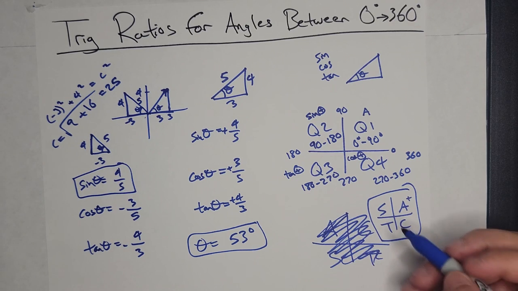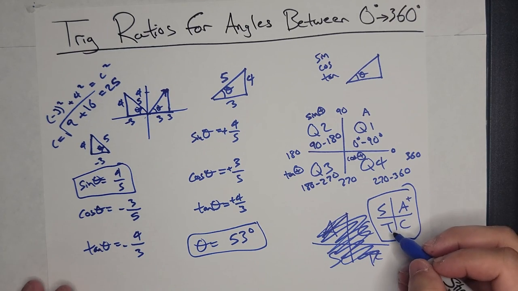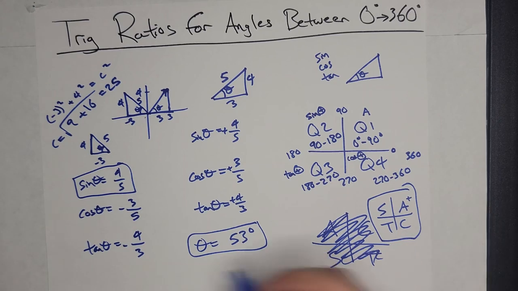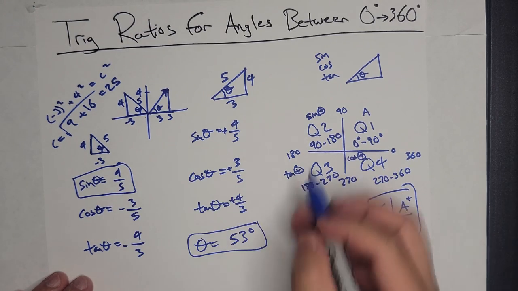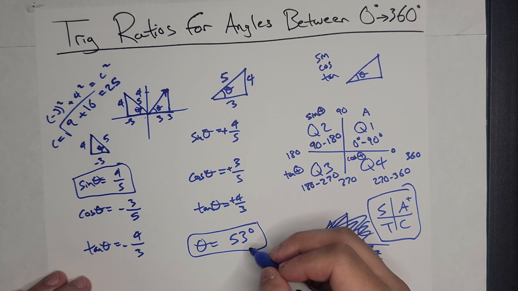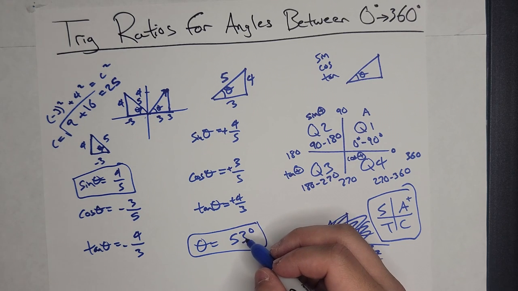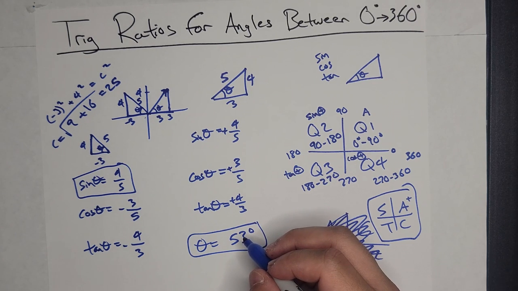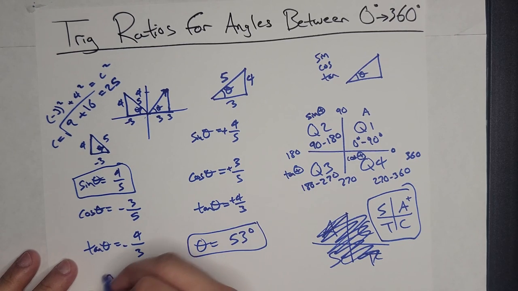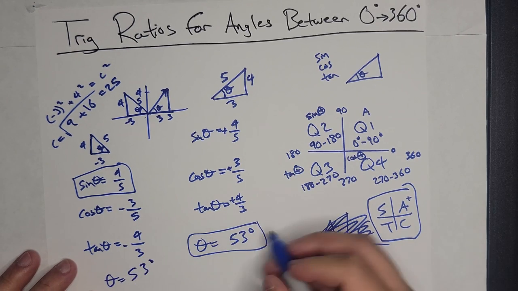And if you were to take the inverse of these, you should get the same: theta equals 53 degrees.